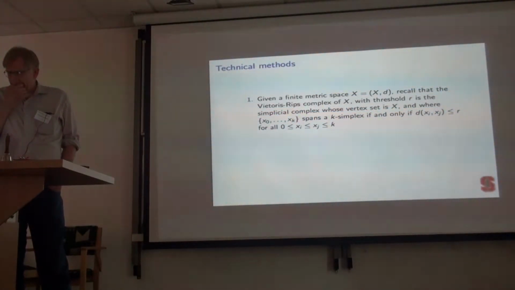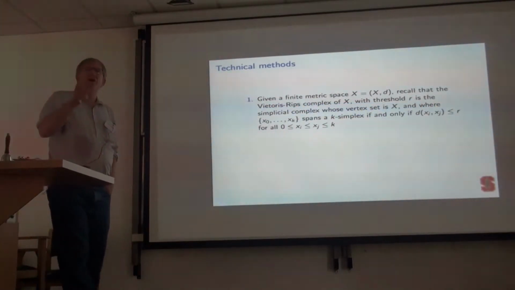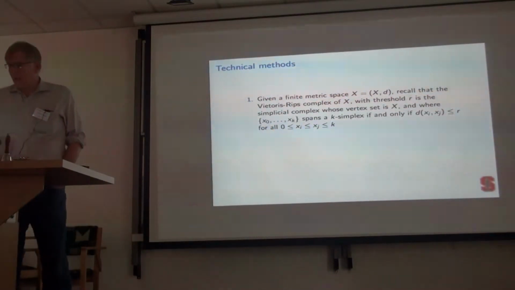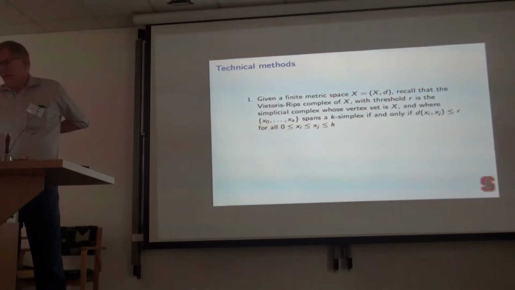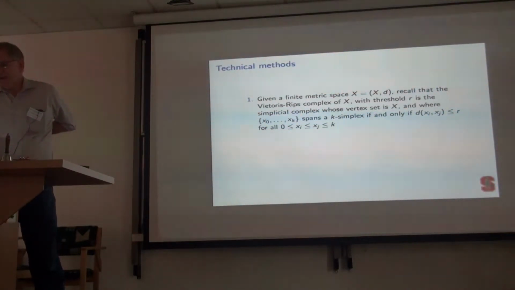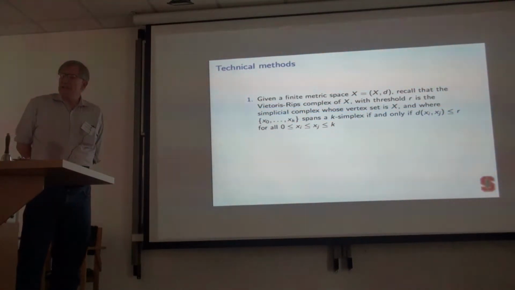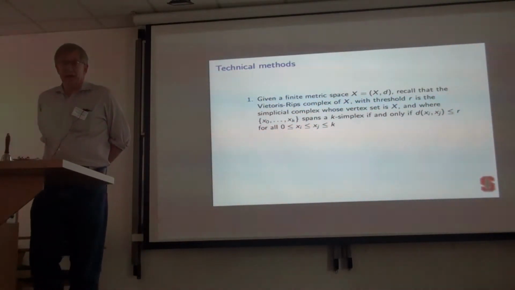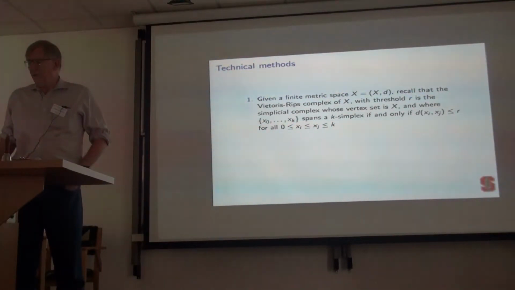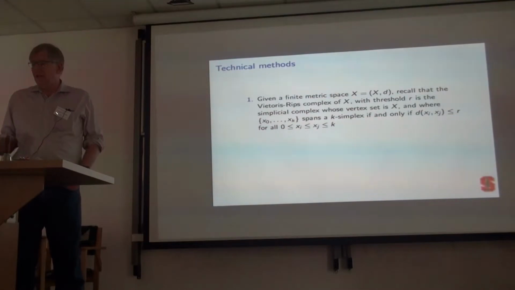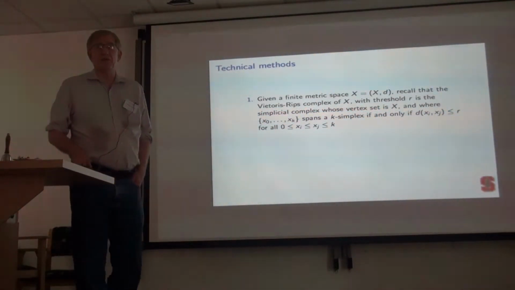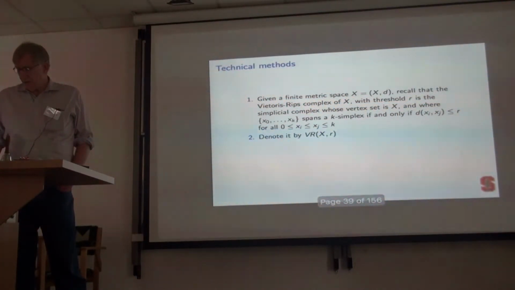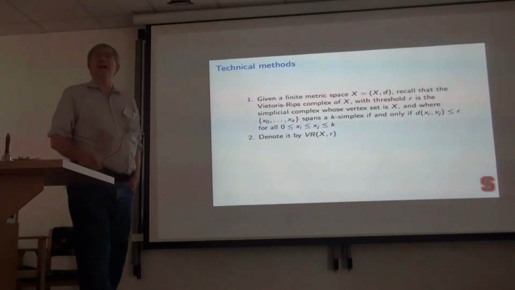Okay. Now, given a finite metric space, we'll recall that the Vietoris-Rips complex, which is used to compute persistent homology, is defined as follows. The vertex set, first of all, is the set of points in the metric space X. And now we declare that a k+1 tuple of points spans a k-simplex if and only if the distance of x_i and x_j is less than or equal to r, for all i and j. So this is for a threshold r. Okay, so we'll denote that by VR(X, r).